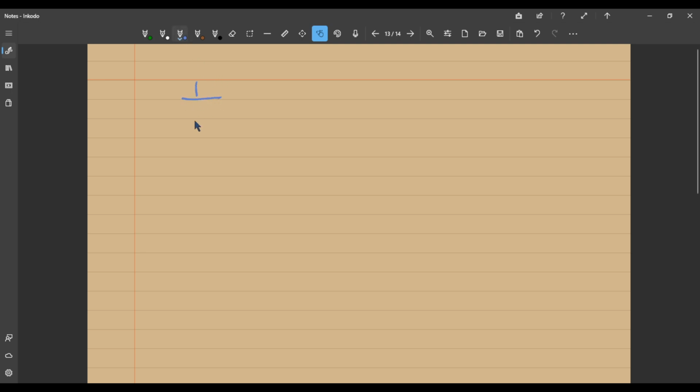So let me consider the same problem now. 1 by square root of 2 plus 1 by square root of 3. Now how do we do the rationalization? What if I multiply 1 by square root of 2 by root 2 by root 2?